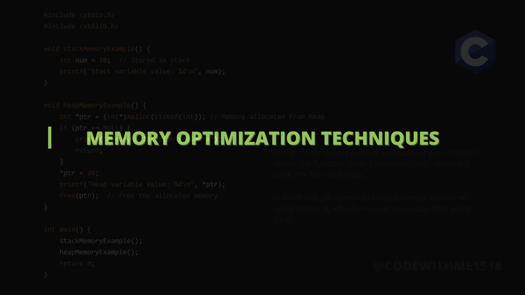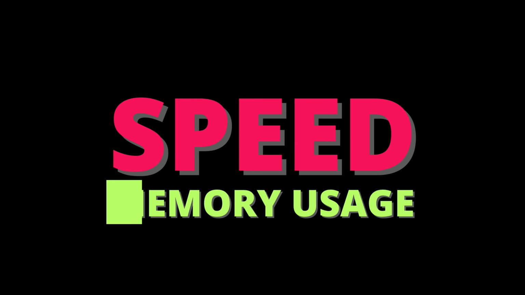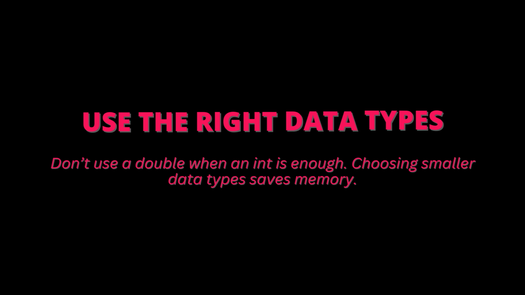Now let's talk about memory optimization techniques. Optimizing your code is important for both speed, time complexity, and memory usage, space complexity. Here are some tips. 1. Use the right data types. Don't use a double when an int is enough. Choosing smaller data types saves memory.